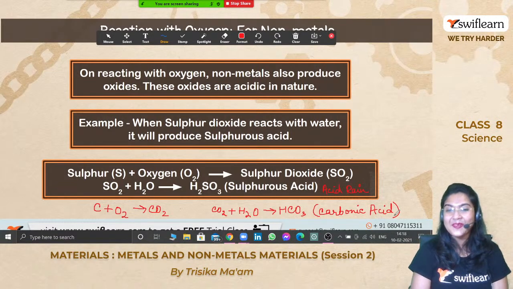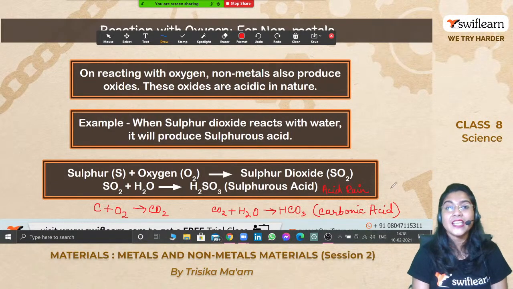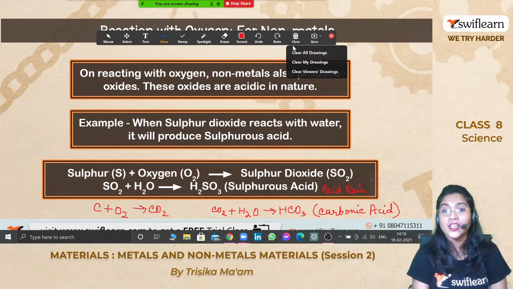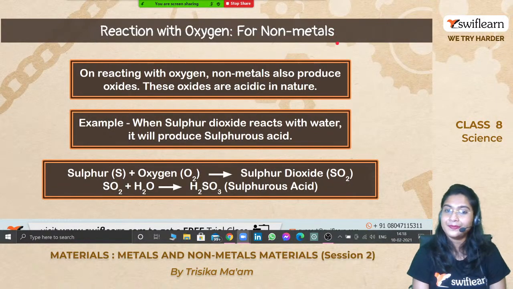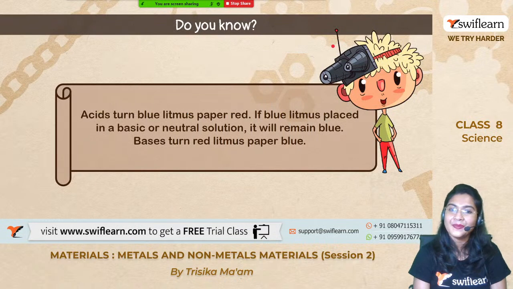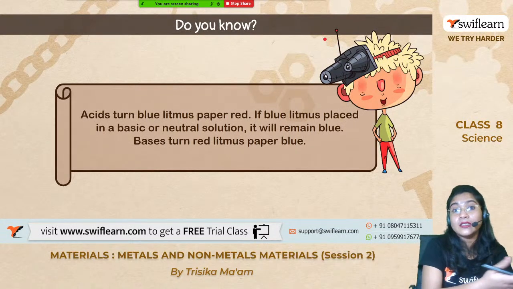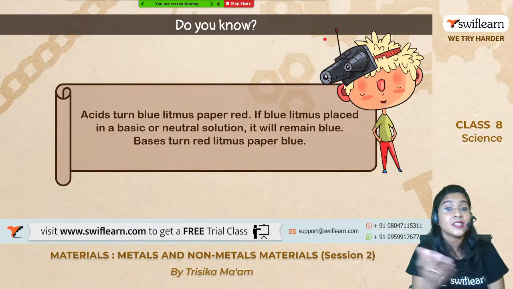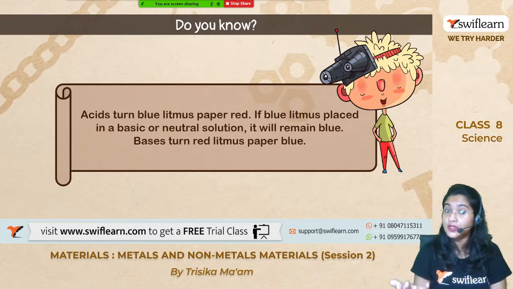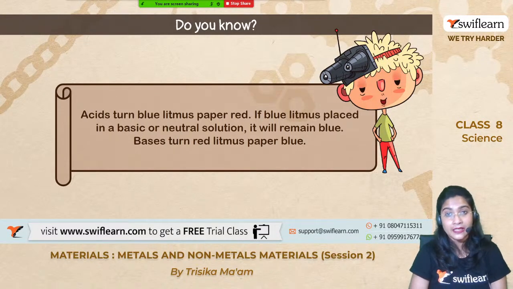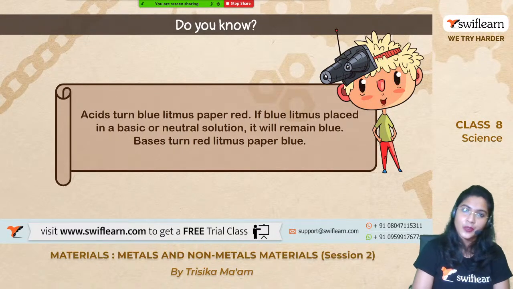Okay, chalo. So this is how the non-metals react with the oxygen. Clear up to this much? Now, how will you be able to understand whether the oxides are acidic or basic? I have already mentioned that you can prove it with the help of the litmus paper. It is the indicator, very common indicator. You already know that, right?